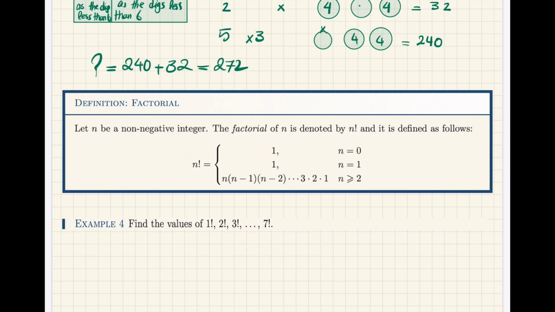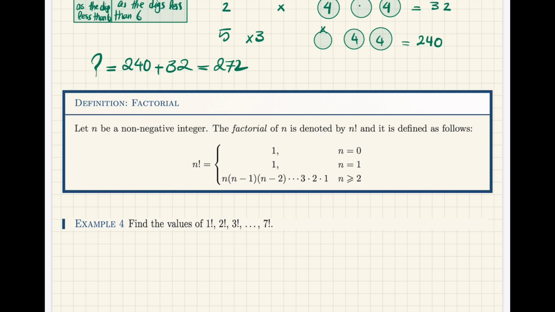So let n be a non-negative integer. So it can be 0, 1, 2, 3, 4, etc. The factorial of n is denoted by this symbol. You put an exclamation mark after it, and it is defined as follows. If I give you 0 for n, you answer 1. This is the definition. If I give you 1, you again answer 1.